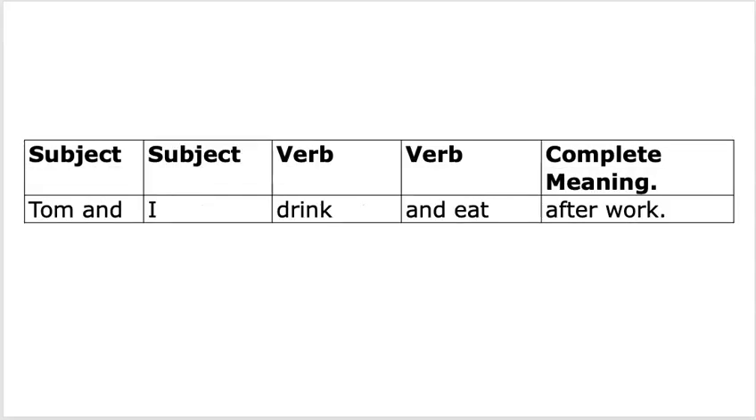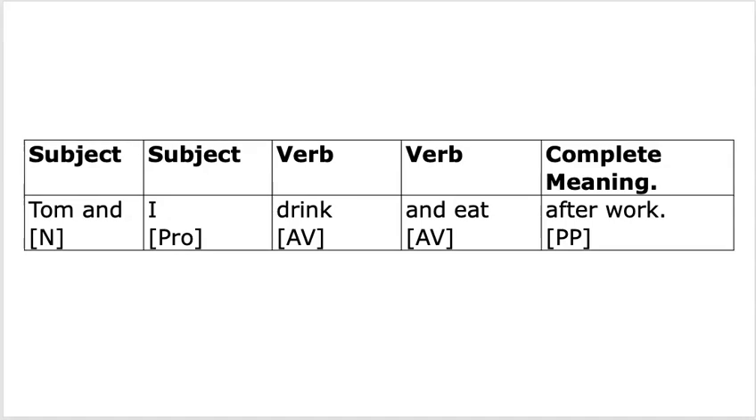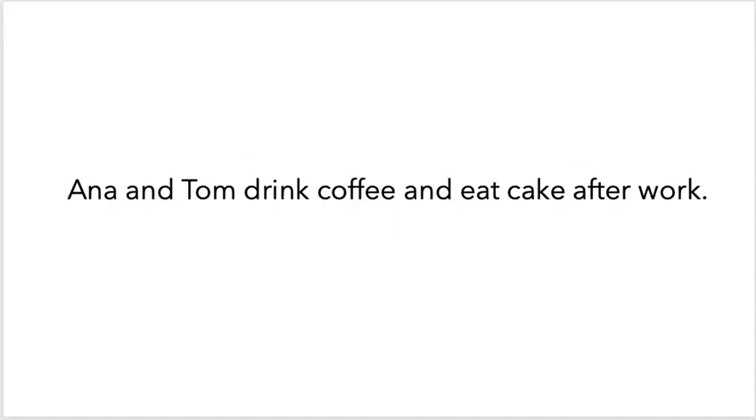Now here I have a simple sentence that has two subjects and two verbs. Tom and I drink and eat after work. Tom is a noun. The word I is a pronoun. Drink and eat are both action verbs, and after work is a prepositional phrase. Even though we have two subjects and two verbs, this is still a simple sentence.